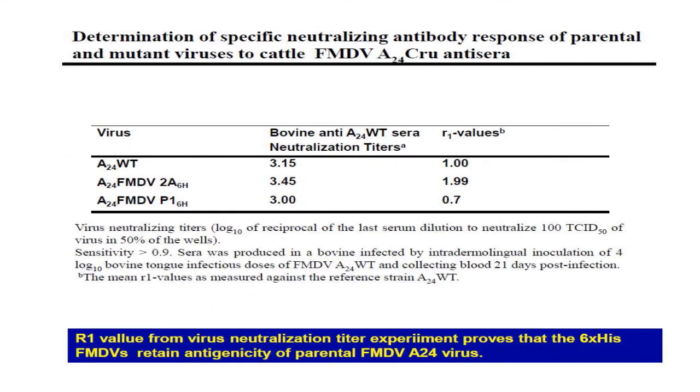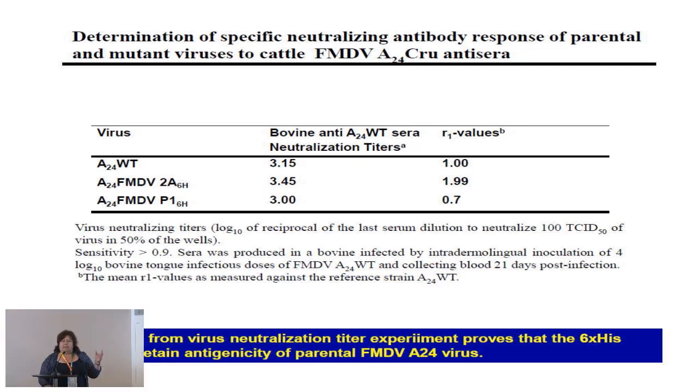Also important was to determine whether the antigenic composition is affected by the presentation of the His-tag at the carboxy terminal exposed on the surface. We measured how they are neutralized by serum arrays against the parental A24 Cruzeiro virus, and you can see that the mutants are equally neutralized. Although not presented here, we have also looked at the profiling by using monoclonal antibodies to the GH loop and other antigenic sites, and the mutants and the wild type are equally bound by those monoclonals.